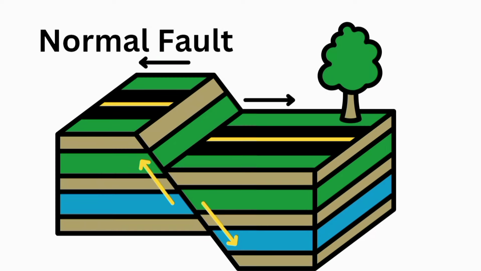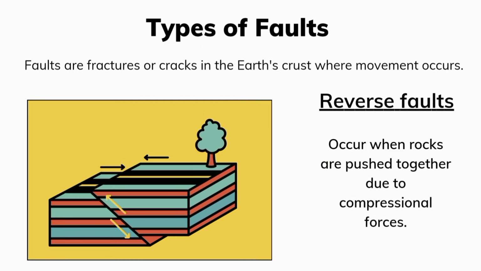Reverse fault: now, imagine pushing together two pieces of clay. This is similar to what happens in a reverse fault. When the Earth's plates collide, the rocks between them squeeze and push upwards, creating a fault. This type of fault occurs when there are compressional forces, or pushing forces, acting on the Earth's crust.